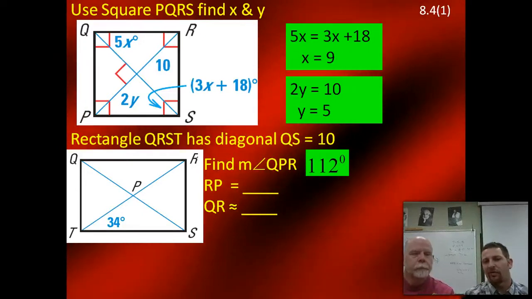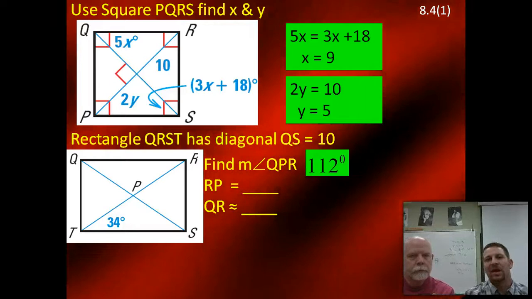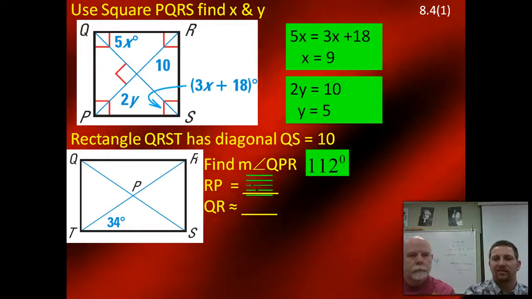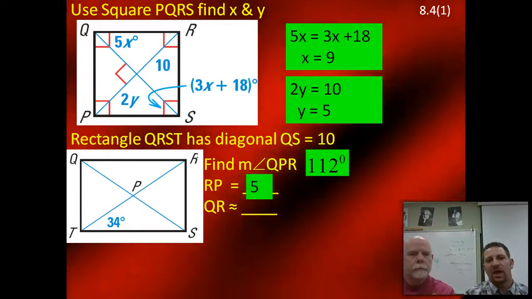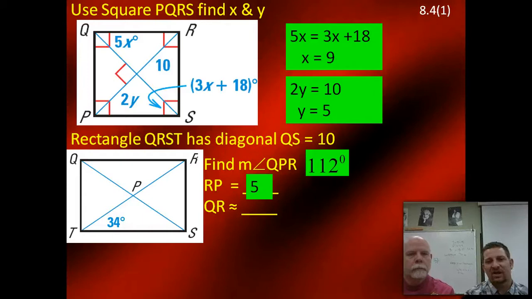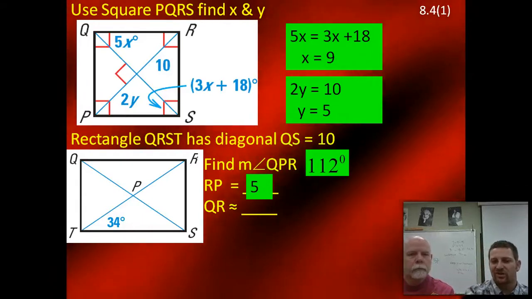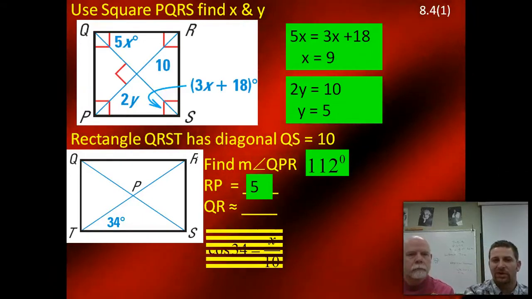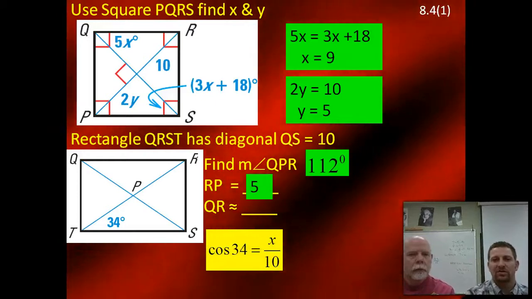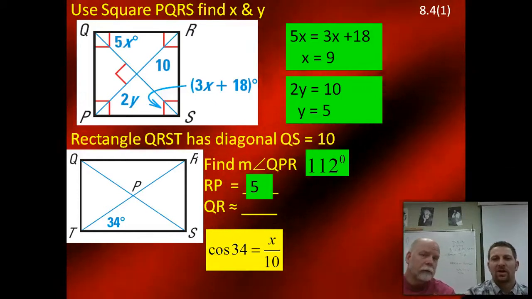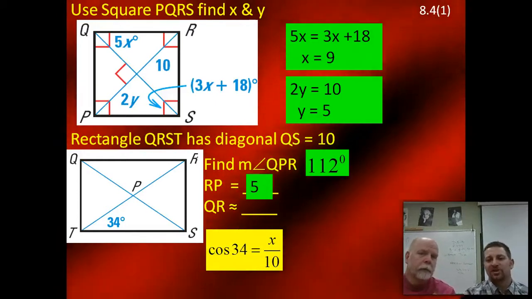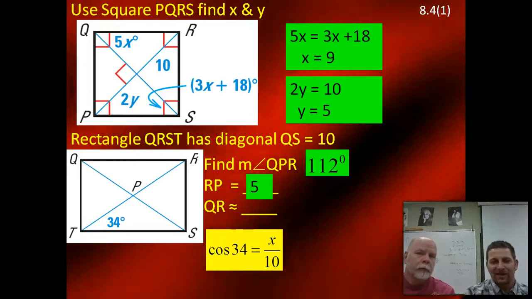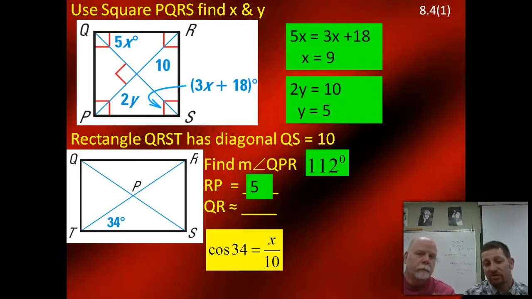Now for RP, if QS is 10, then RT is also 10, and half of 10 is 5. So that puts me at 5. And who is congruent to side QR? That's side TS, because opposite sides of a parallelogram are congruent, and a rectangle is a parallelogram. They want us to find the length of that. So we go back to last chapter and back to our trig rules.